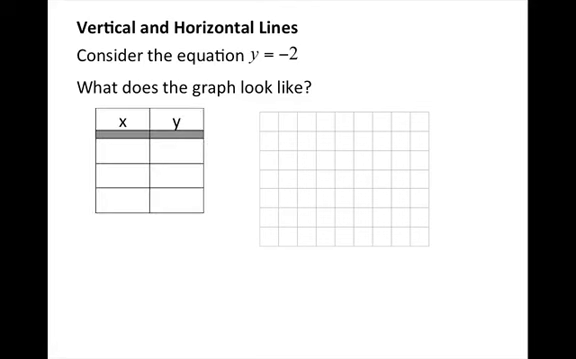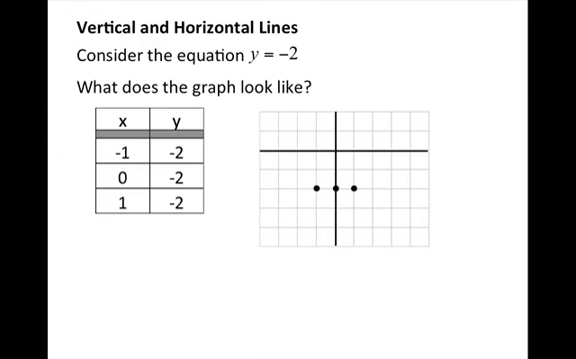So if I do a table of values, I can let x be any value I want. So this time I just did 3 points, negative 1, 0, and 1. Well, normally I would plug these values in for x, but I don't have an x value. So no matter what that x is, my y is always going to equal negative 2. So this gives me 3 points: (negative 1, negative 2), (0, negative 2), and (1, negative 2).